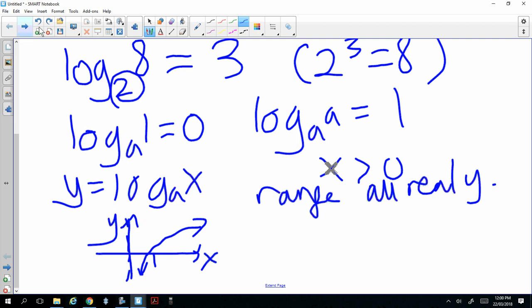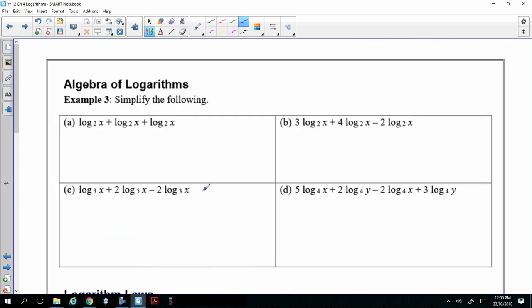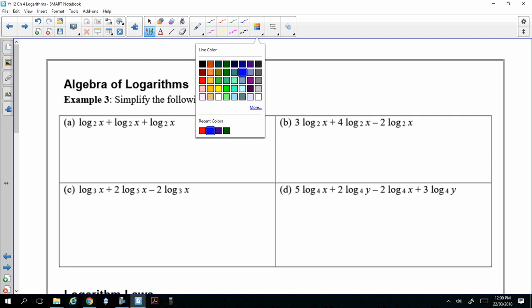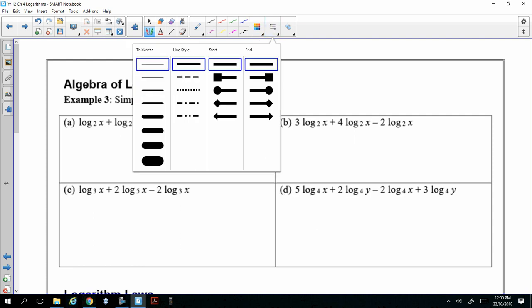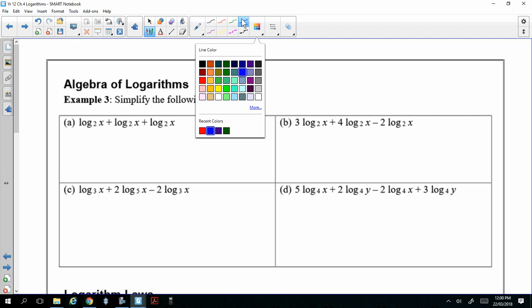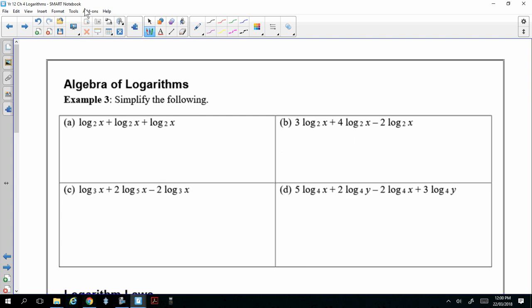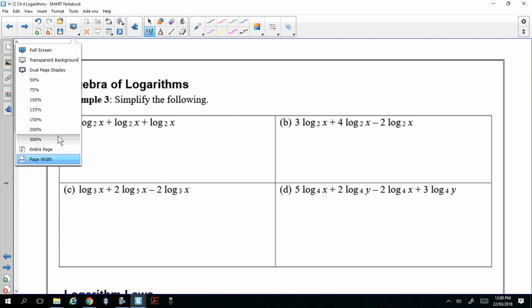Okay, so we're going to continue today with log laws. So go to page 4. Now we're going to look at log, which is this. Okay, so we continue. Let's look at the first question.